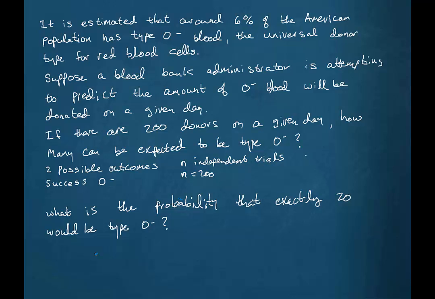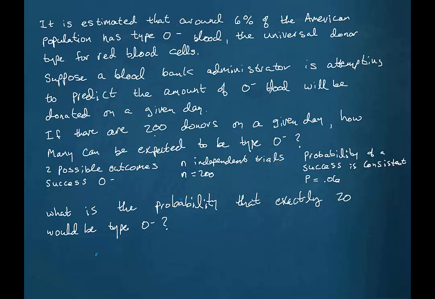The next is that the probability of a success is consistent from trial to trial. And in this case, that's true. We're told that 6% of the American population has type O negative blood. So the probability of a success, p, is going to be 0.06.